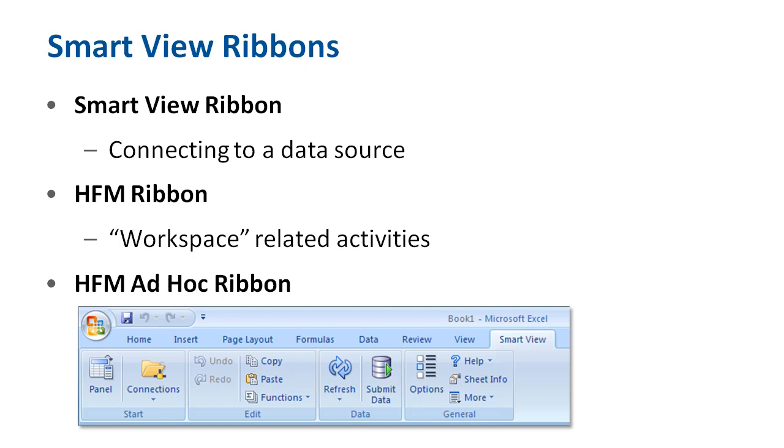There's also a HFM ribbon, which will appear if you're typically working with data forms. So they relate to workspace activities. When you're working with a data form, for example, you can submit data, you can add cell text, and this type of functionality is available on the HFM ribbon. Then if you're performing ad hoc analysis, the HFM ad hoc ribbon will also appear.